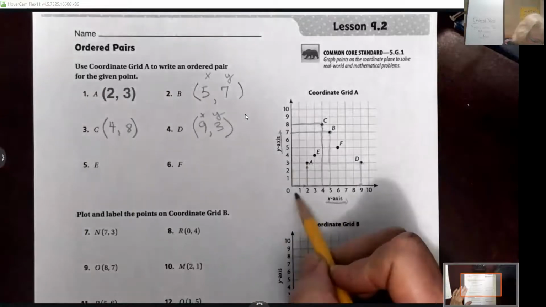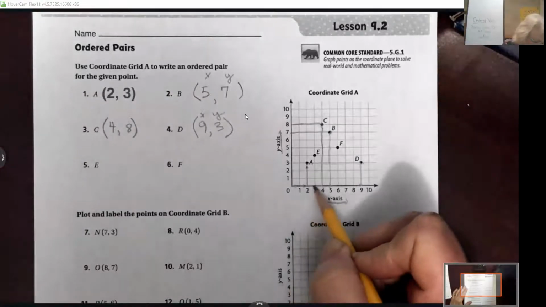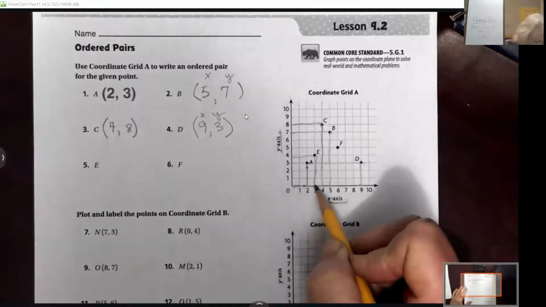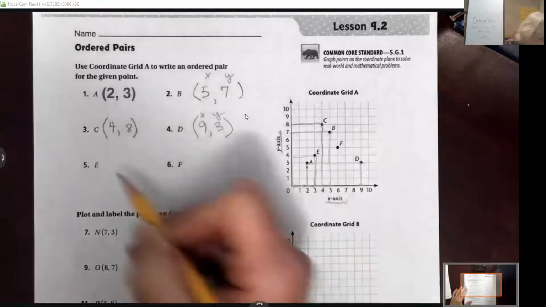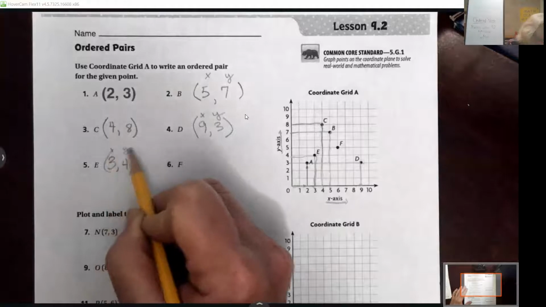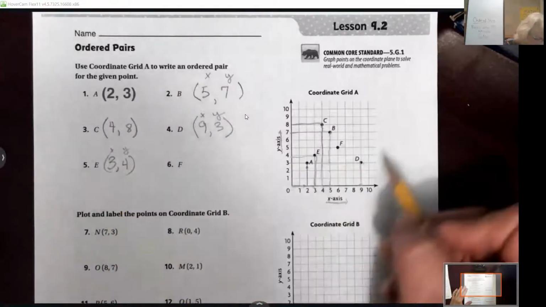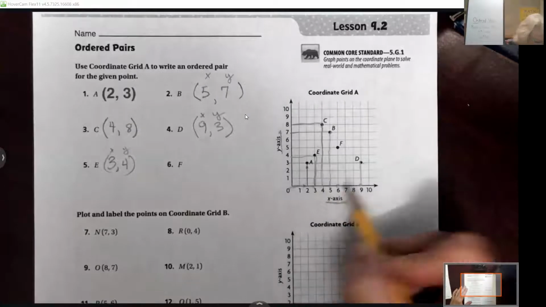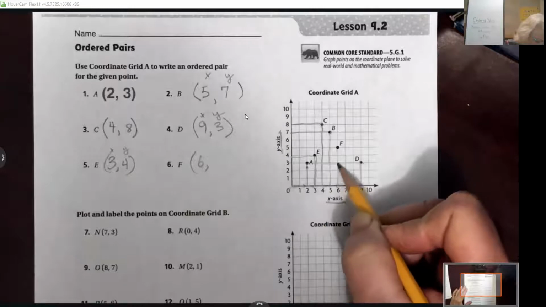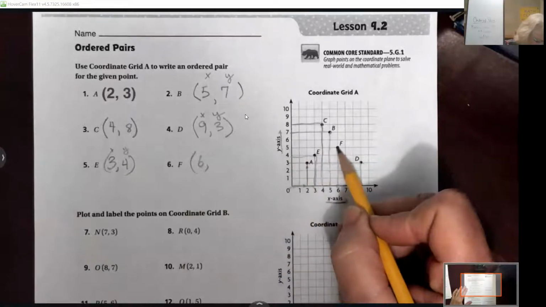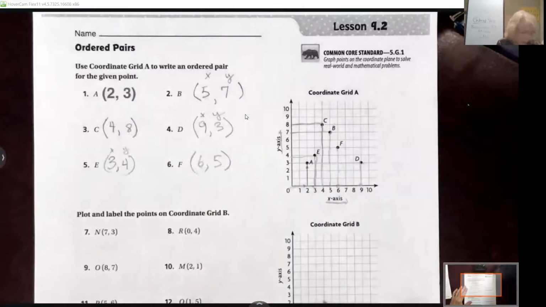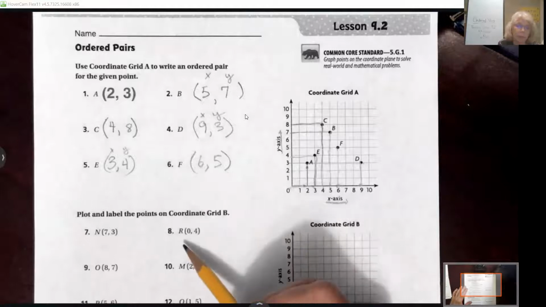On E, we're going over 3, up 4. So I go over 1, 2, 3. How far up? 1, 2, 3, 4. So that's 3, comma 4. My X and my Y. F, how far over did I have to go? 6. And how far up do I have to go? 1, 2, 3, 4, 5, which I can see over here. So my ordered pair for my coordinate is 6, comma 5.